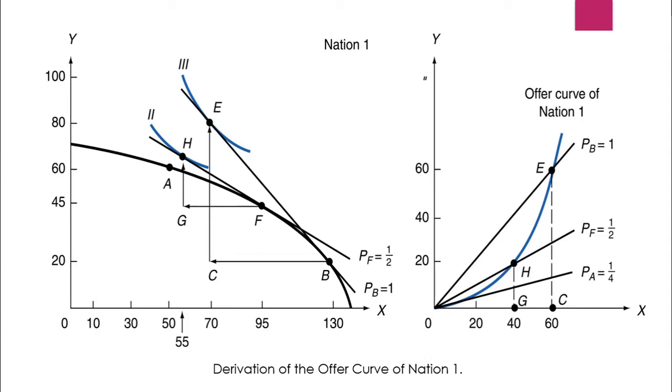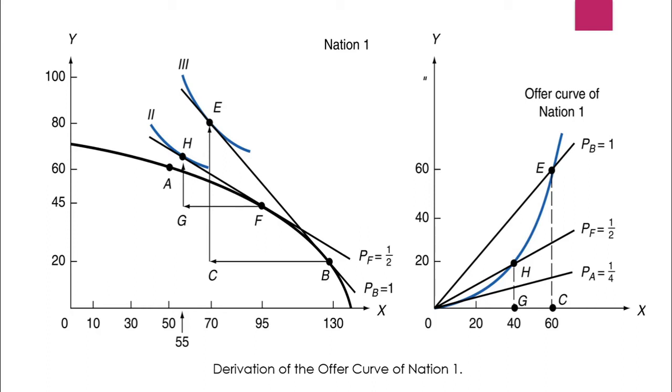So in the figure on the right hand side, you can see the price ratio PB is equal to 1 line, and the combination of 60 units of X and 60 units of Y. That is, total export is 60 units for this nation 1, and total import corresponding to this price ratio is 60 units of Y. So point E is the combination of export and import when the price ratio is denoted by the PB is equal to 1 line.